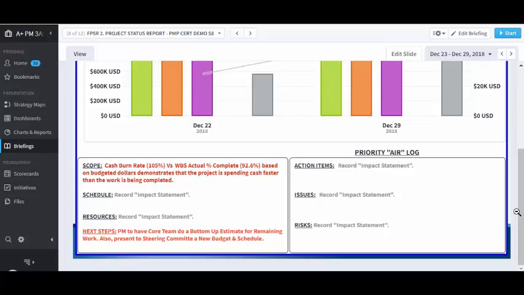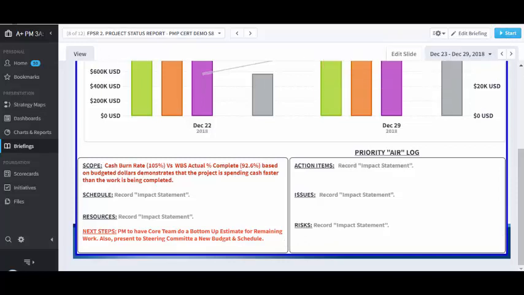So one thing, based upon what we've discovered thus far, is the cash burn rate is faster than the WBS actual complete rate. We have 105%, meaning that we've exhausted all of our cash, versus a work breakdown structure that's only 92.6% complete, which means that we have no alternative but to go in front of the steering committee for a change request because this is exceeding our threshold. So next steps is for the PM and the core team to do a bottom-up estimate for remaining work and present that information to the steering committee for a new budget and schedule.